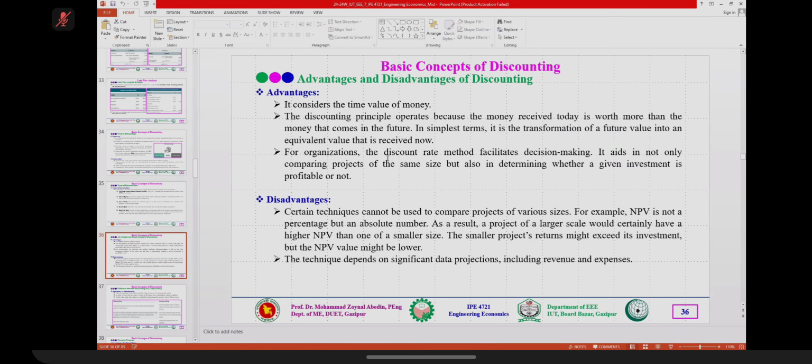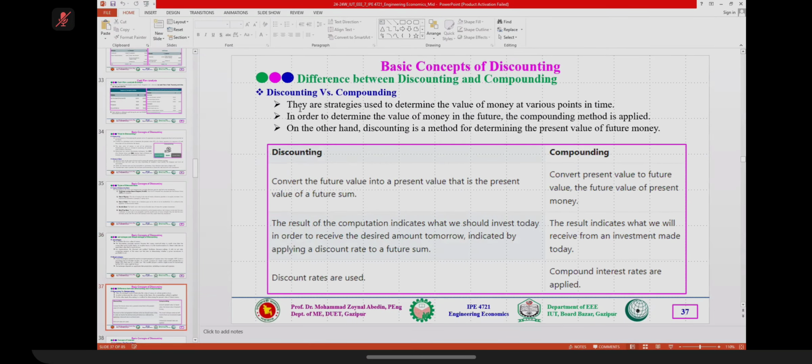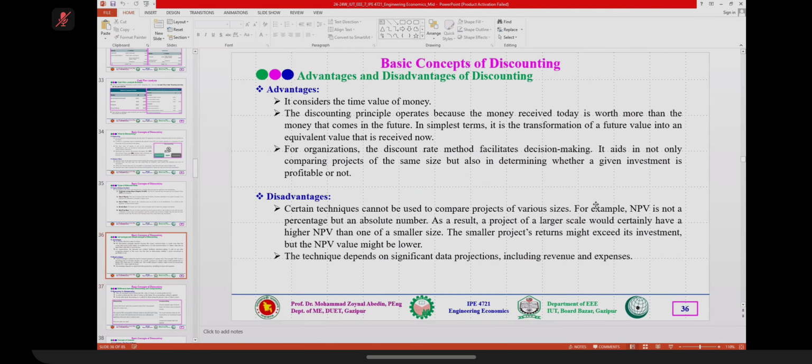Now let's talk about the difference between discounting and compounding. Okay, I have a question. Yes. What do we mean by future value here? Future value.